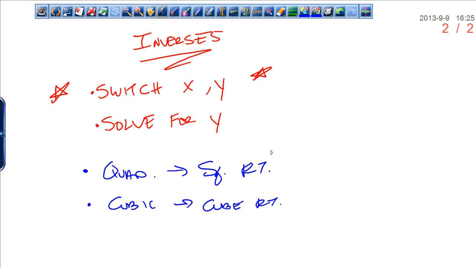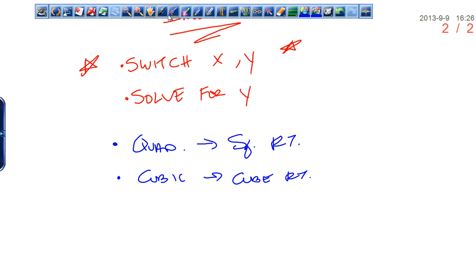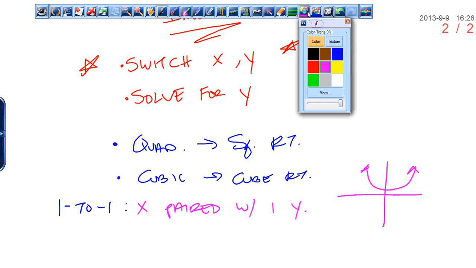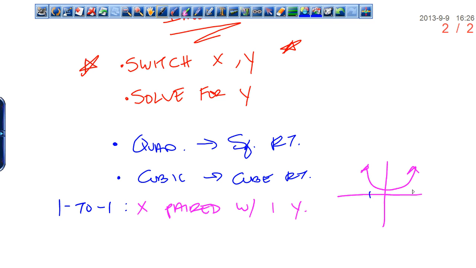That's pretty much it. There's a couple of things that I mentioned in class today. One is the one-to-one, and that basically means that there is one x paired up with one y. So for example, the quadratic parent function y equals x squared would not be one-to-one because at this point and at this point they have the same y value, even though they are different x values. So that would not be one-to-one.